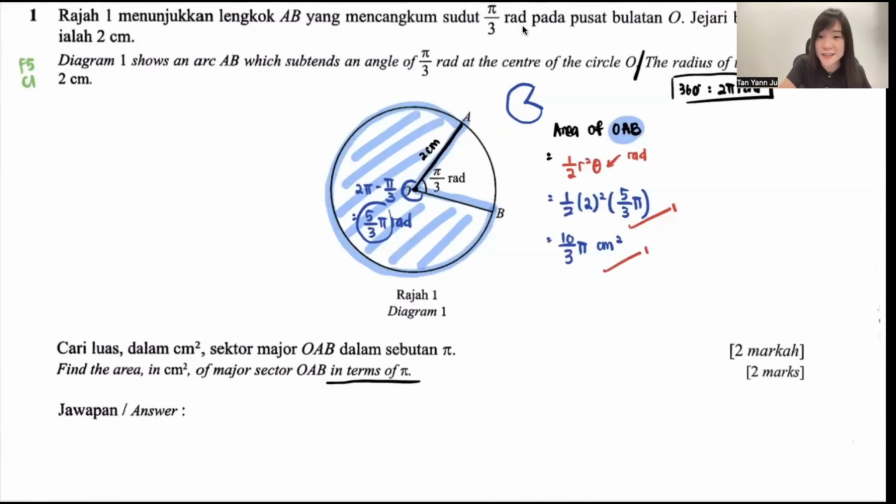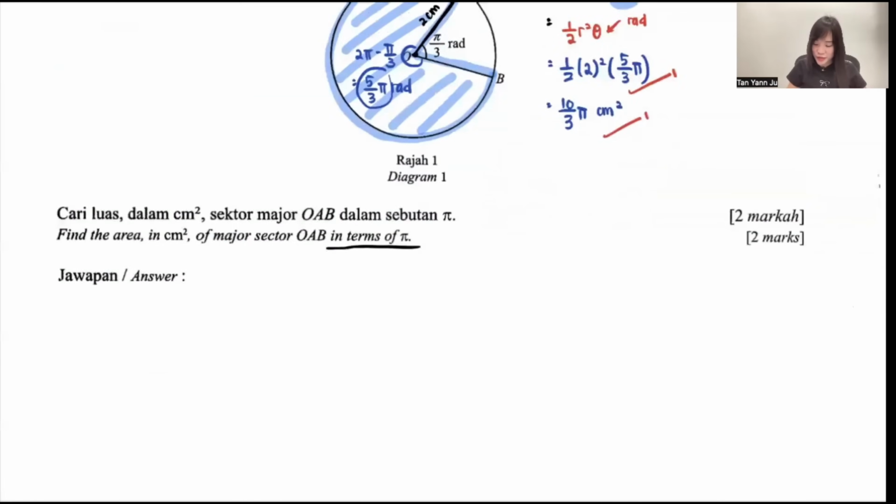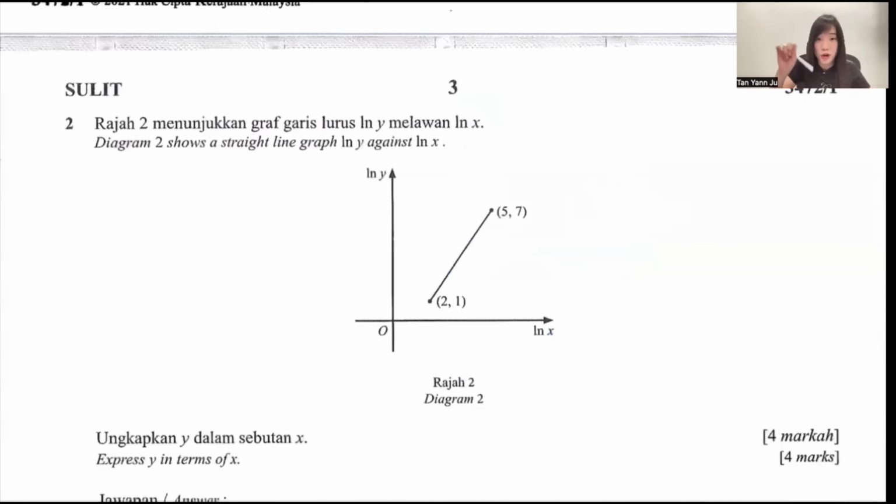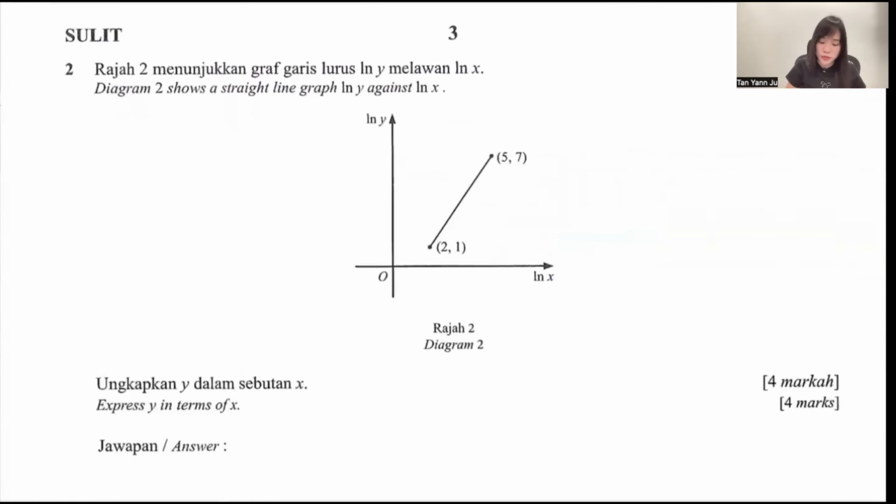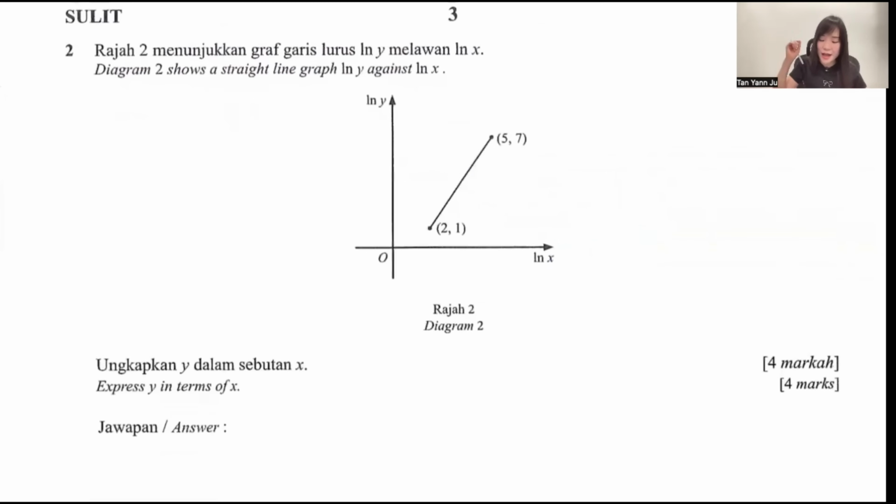Okay, the next question. Question 2. If you want to copy, just pause me, okay? Question 2. Diagram 2 shows a straight line graph of LN Y against LN X. That's L, not I, okay? So express Y in terms of X. Remember, they want to find Y in terms of X, so your answer will be an equation, like Y equals blah blah blah X, okay?